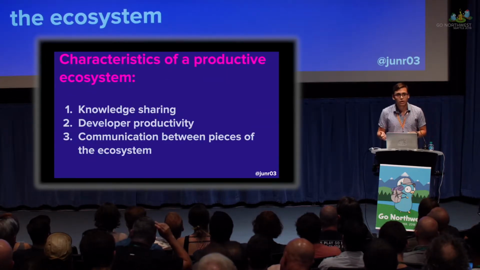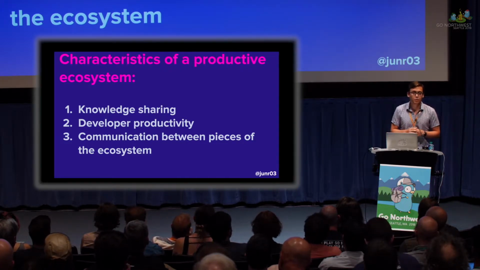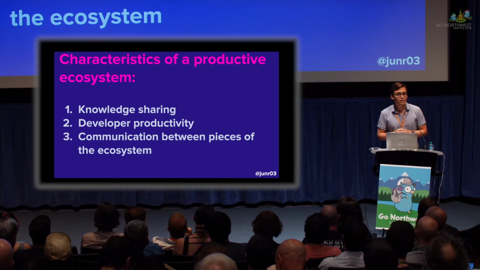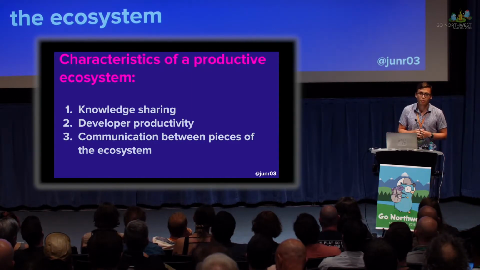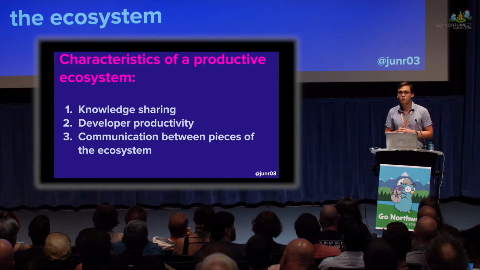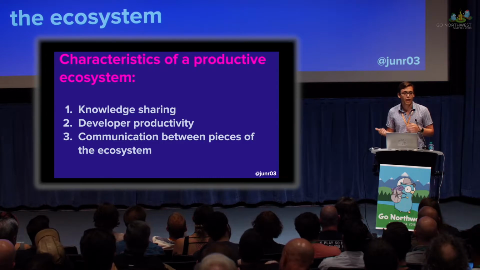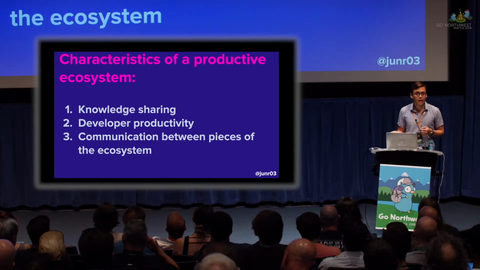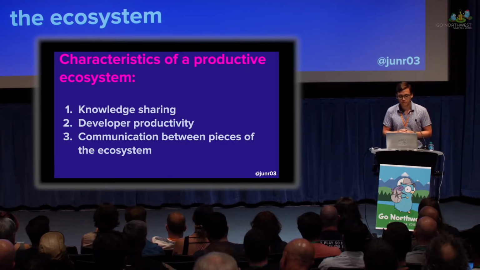So what are some characteristics of a productive ecosystem in my opinion? First, there should be a high degree of knowledge sharing, and this is both a technical problem, but perhaps most importantly, a social problem. It has to be easy for us to build not only projects, but larger ecosystems where knowledge can flow so that newcomers and old-timers alike can produce and share information about what we have built.